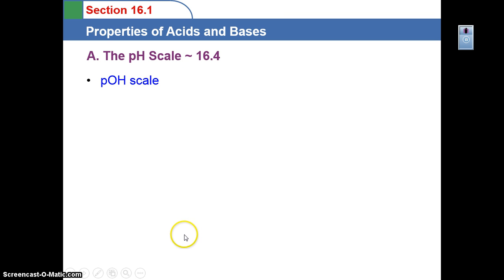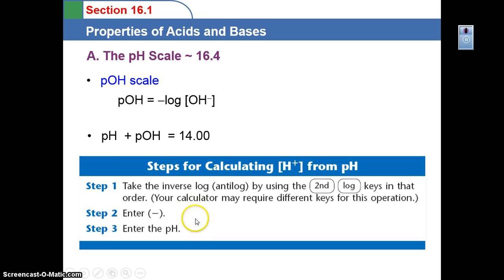So what happens if we know the pOH instead of the pH? Well, the pH by definition was the negative log of the hydrogen ion concentration. So pOH is the negative log of the hydroxide ion concentration. At any point, you should be able to take the pH of a substance and add the pOH of the same substance together and get a total of 14.